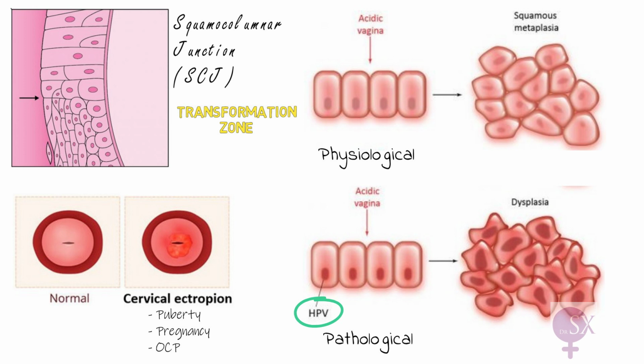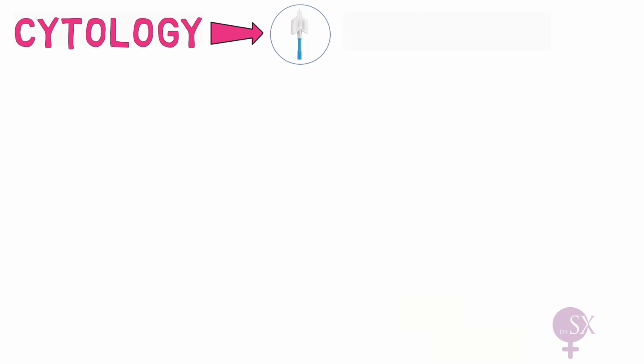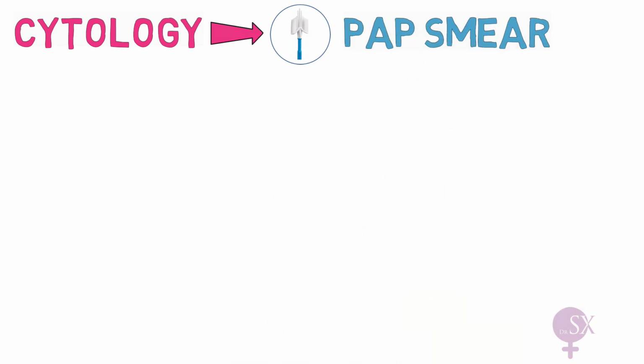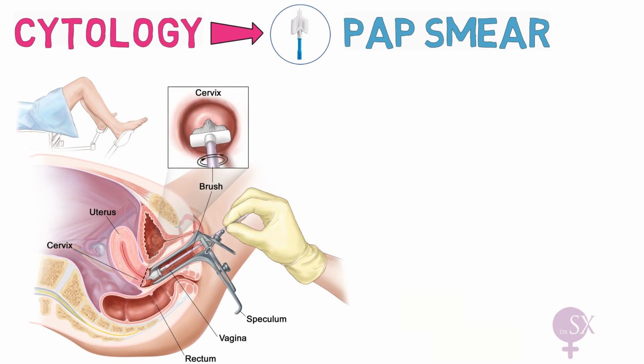Okay, so how do we differentiate between the physiological process and the pathological process? We do this by taking a look at the individual cells by means of cytology, which is the study of cells. And these cells are obtained by means of a pap smear. Great, so a quick overview of how we take a pap smear.